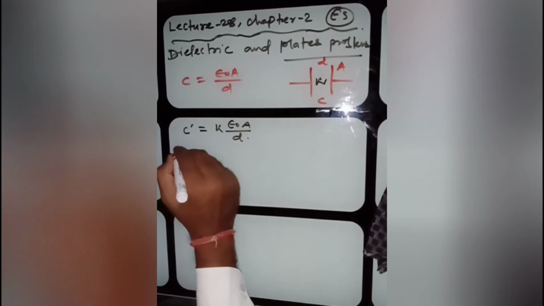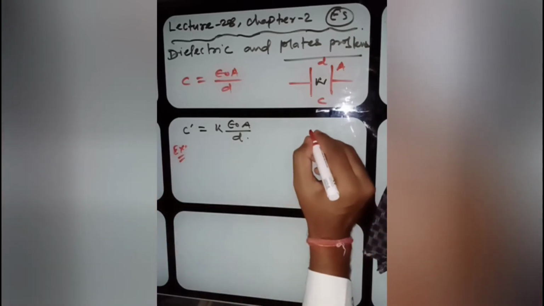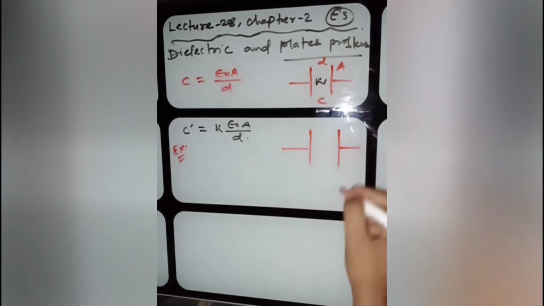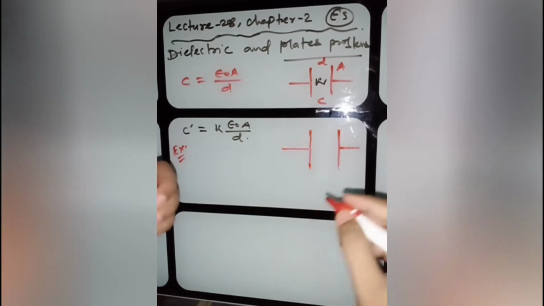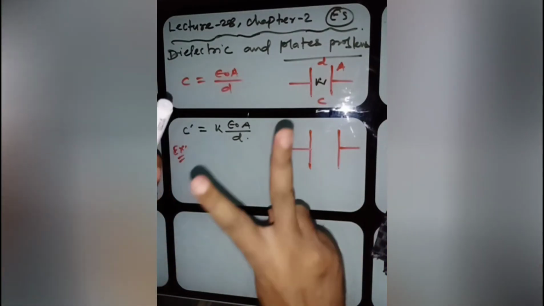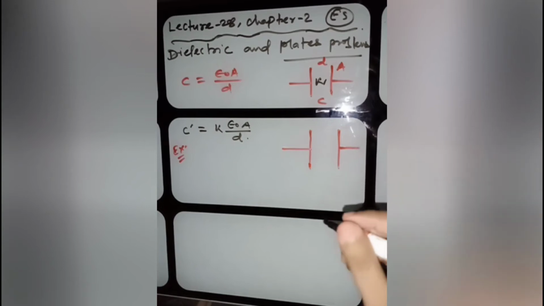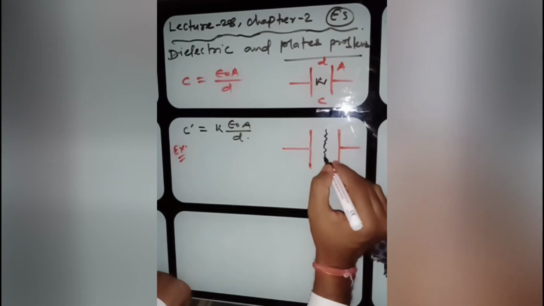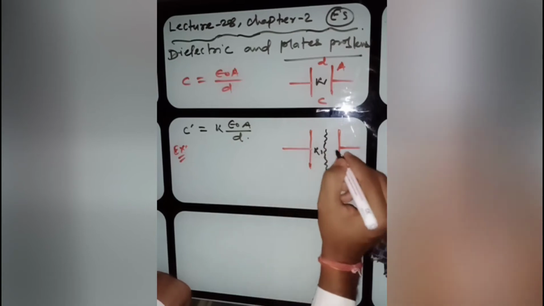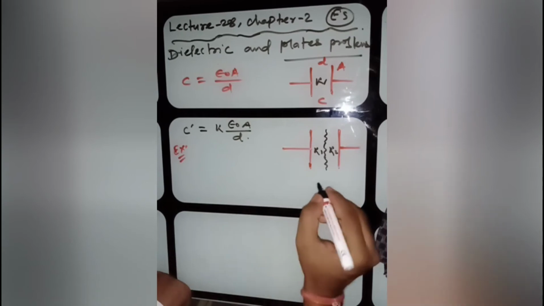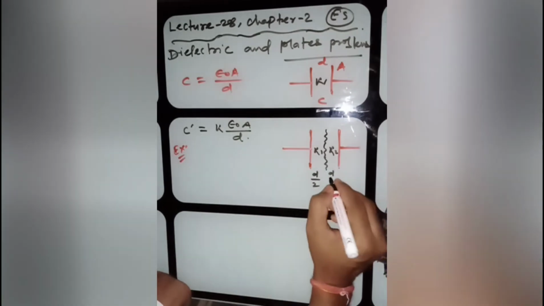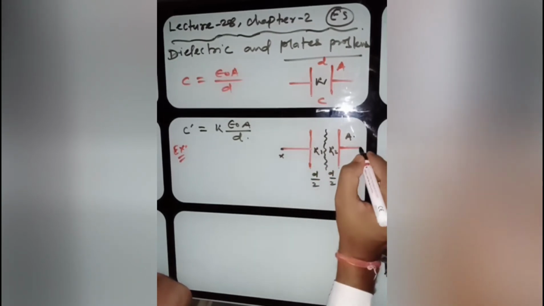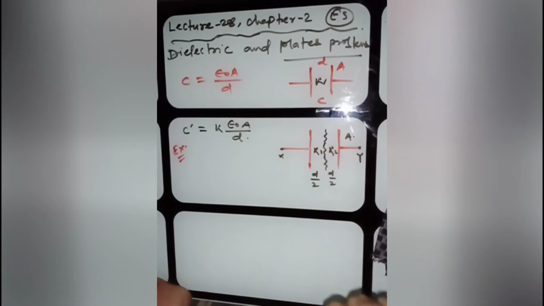Here the first example: this is a parallel plate capacitor and we are putting two dielectrics here. Two dielectrics, divided by the half, here the K1 and here the K2, each d by 2, plate area is A. Now what will be the capacitance between X and Y?